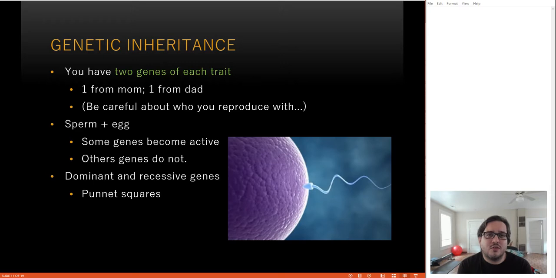Sperm and egg meet, and when you have those two sets of genes meeting, some genes will become active and other genes will not. You have two sets of genes, but depending on what those genes look like, sometimes they'll have an effect on a person's development, other times they will not. Probably the most basic way to understand genetic inheritance, and thereby how these genes affect development, is through the concept of dominant and recessive genes. You may have heard about these in your introduction to bio classes. Often teachers will use Punnett squares to explain it, so I will not break the mold here. I will do the same.